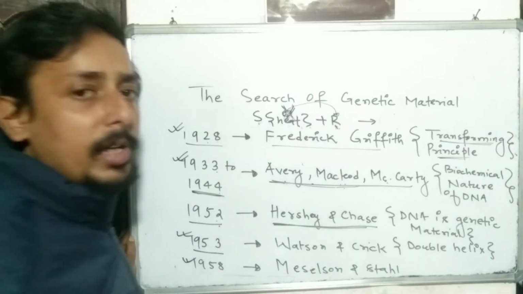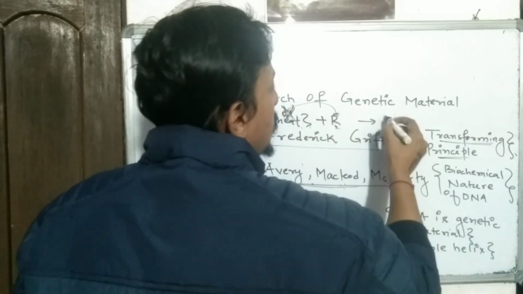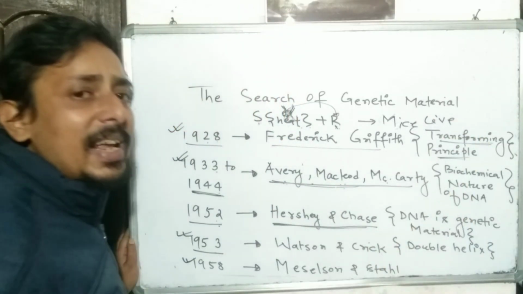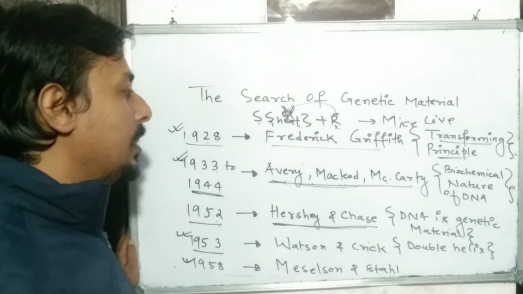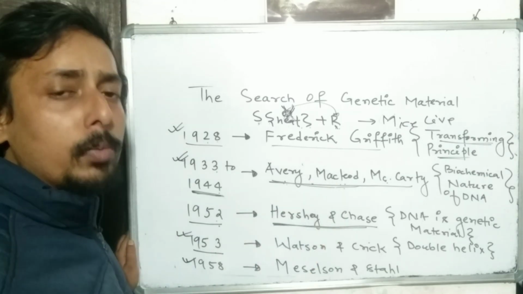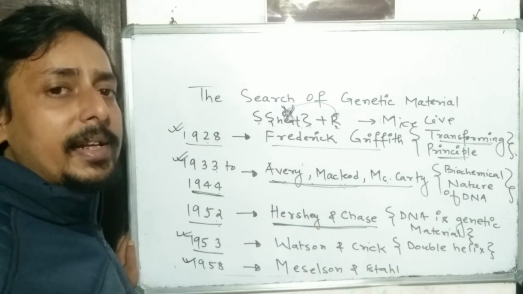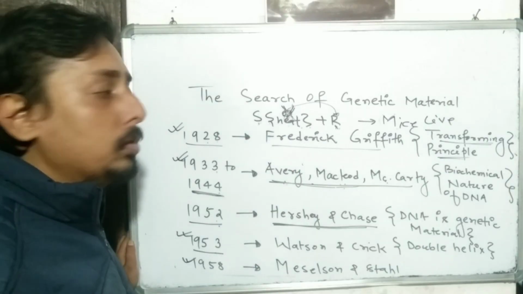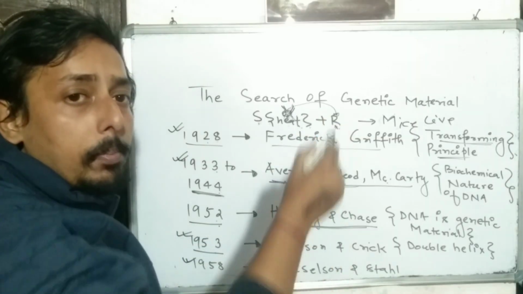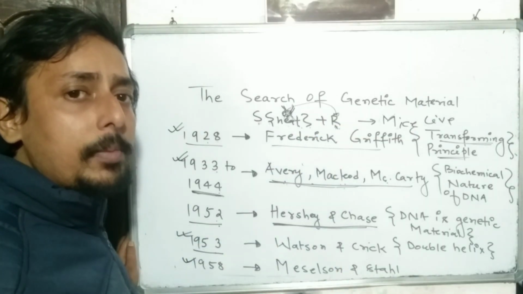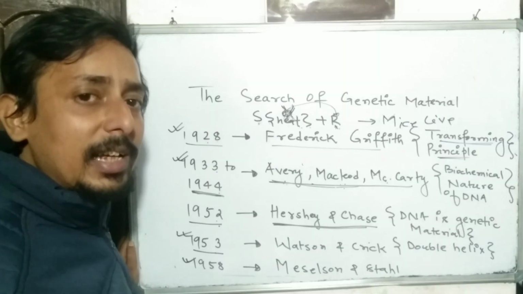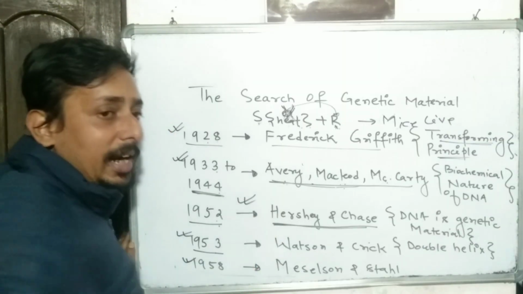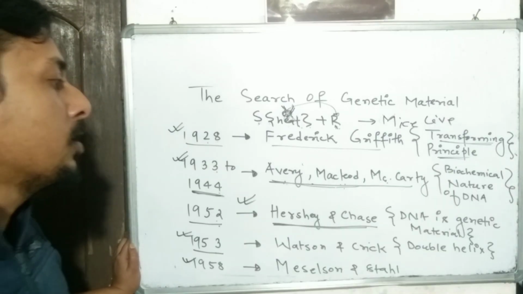And if there is no transformation of the R strain, the mice will live. So using the DNase, protease and RNase enzymes, these three scientists proved that protein was not the genetic material, and RNA was not the genetic material. But when you use DNase, you see that transformation stopped. The mice lived. So they say yes, DNA may be the genetic material. It seems that DNA is the genetic material. Now we have to be sure that DNA is exactly the genetic material in our organism.